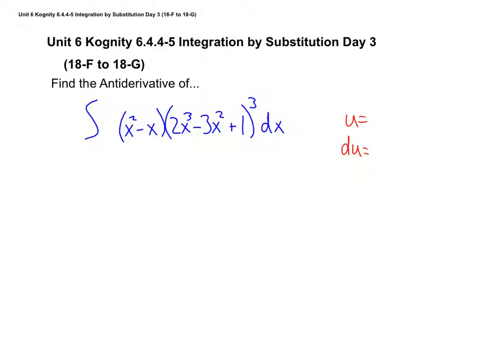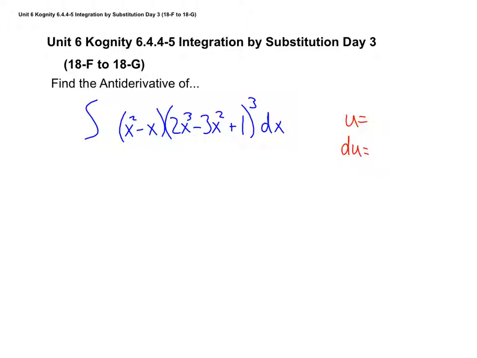All right, so today we're going to look at some more complicated U substitutions, okay? In this case, we're trying to find the antiderivative of x squared minus x times 2x cubed minus 3x squared plus 1 to the third power dx. Now, if we didn't have U substitution, guess what we would have to do?